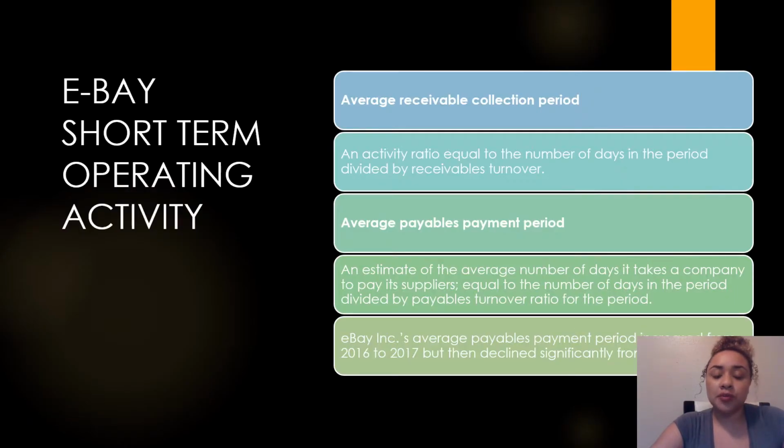eBay's short-term operating activity based on their average payables period was a little high, and then it started to decline in recent years. So estimates of the average number of days it takes for a company to pay its suppliers, they have not been doing as well recently as they used to do back in later years.